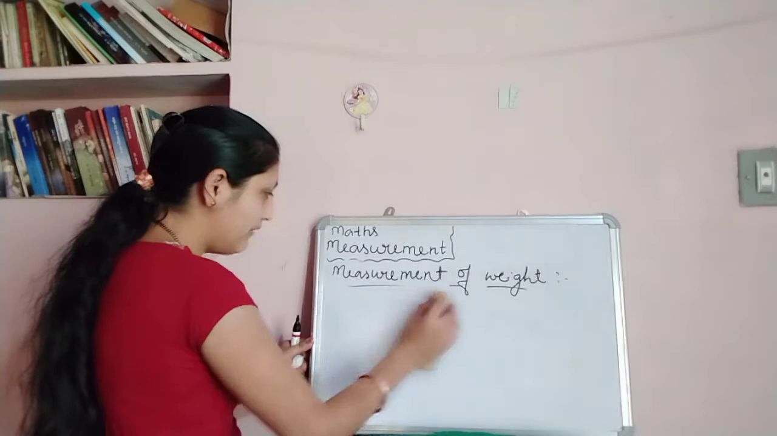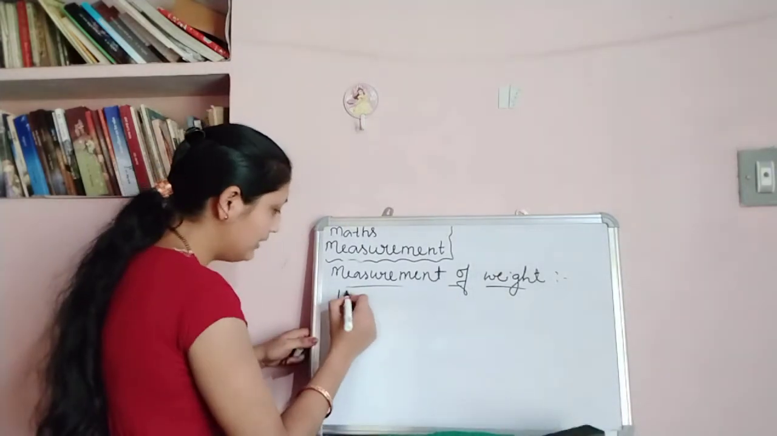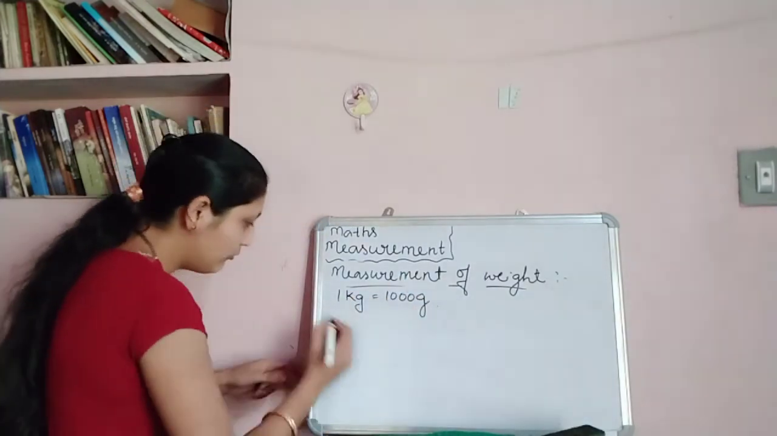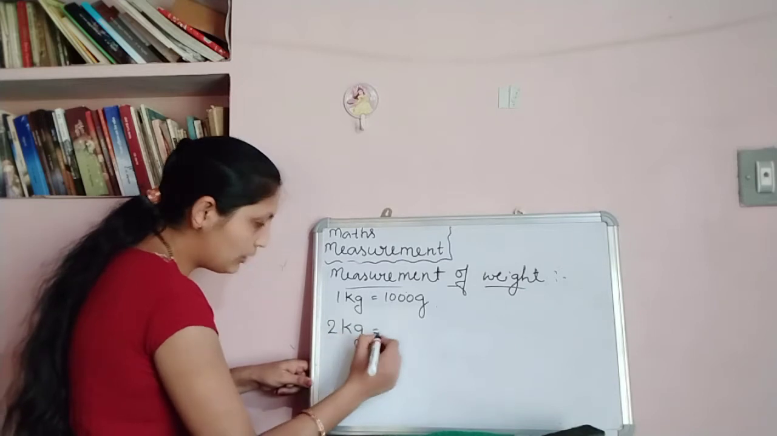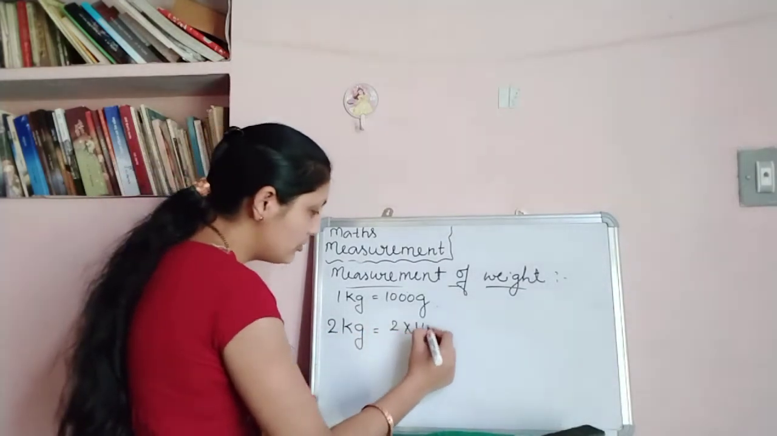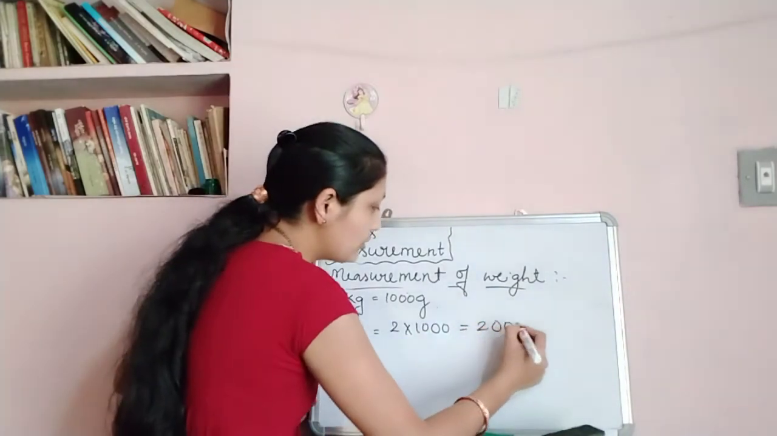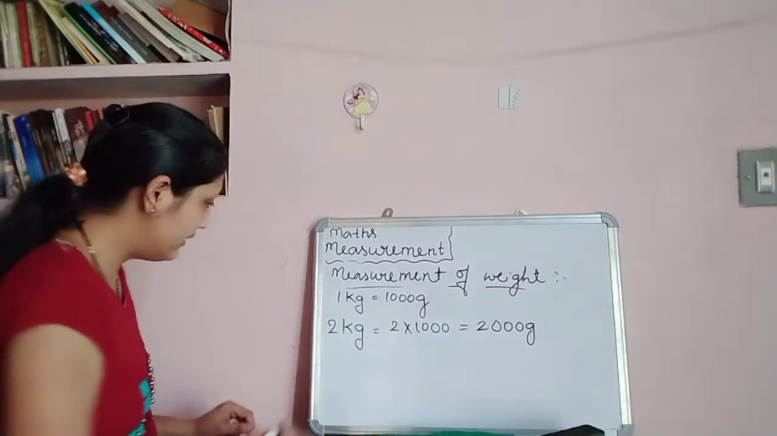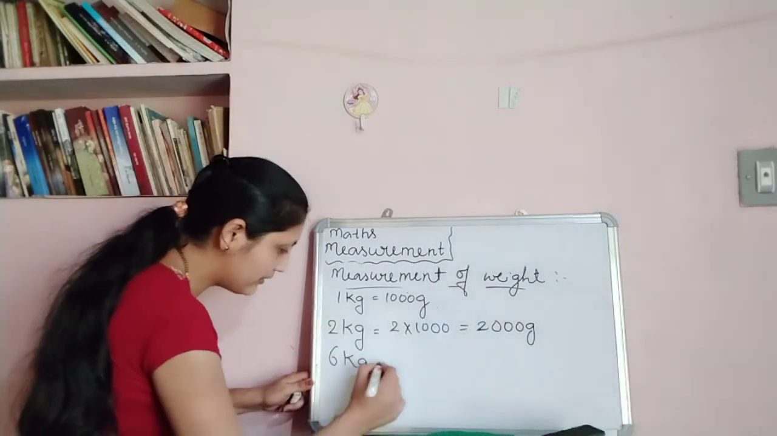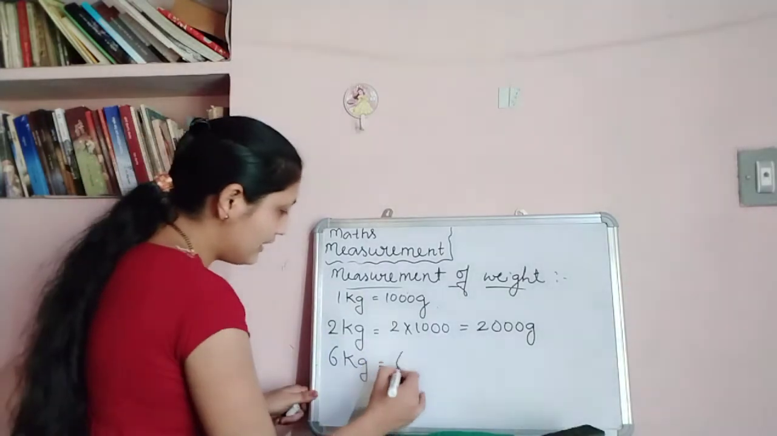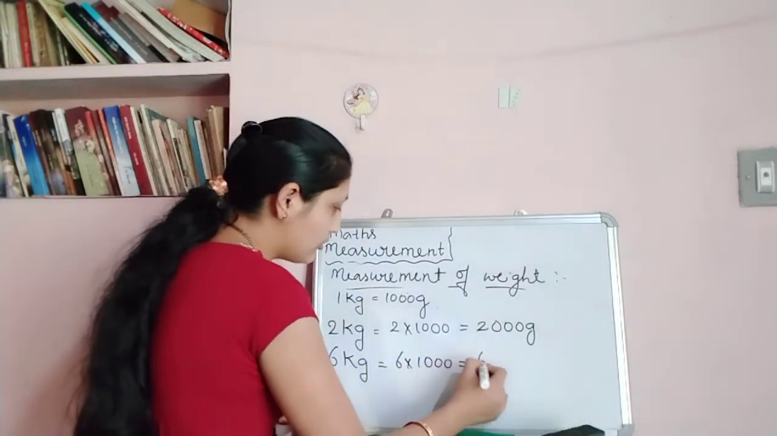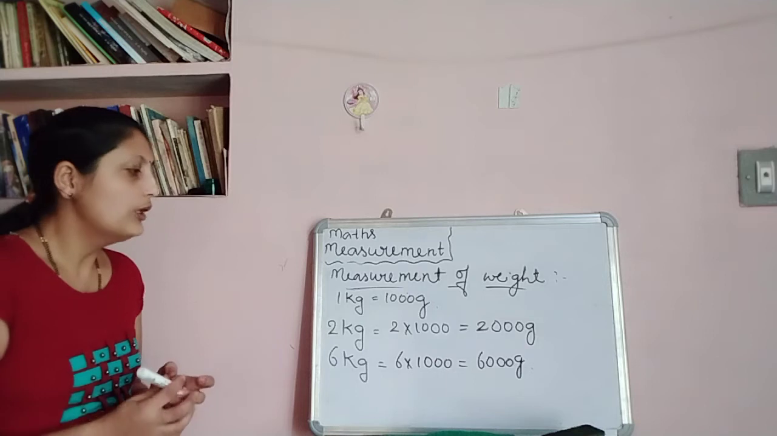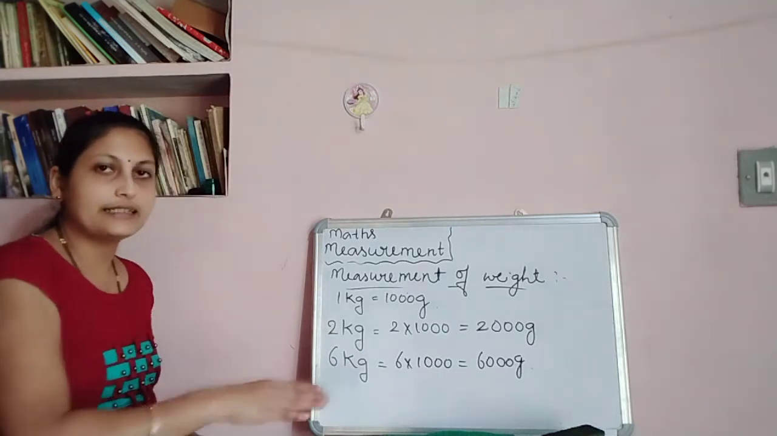So let us take it this way. 1 kg is equal to 1000 gram. In the same way, what will be 2 kg? 2 kg is equal to 2 into 1000, that is equal to 2000 gram, isn't it? In the same way, if you have 6 kg, when it is converted to gram, what will it be? 6 into 1000, that is equal to 6000 gram. So in the same way, how to convert kg and gram into gram?